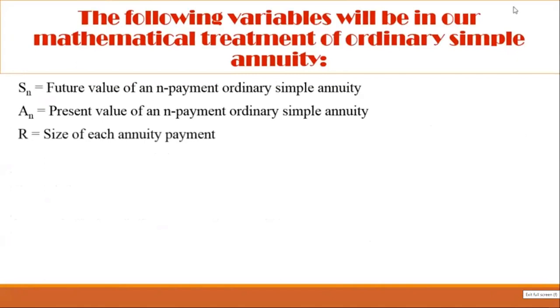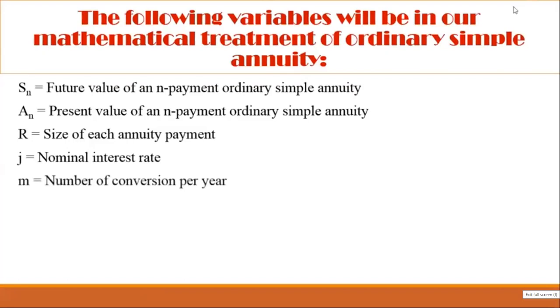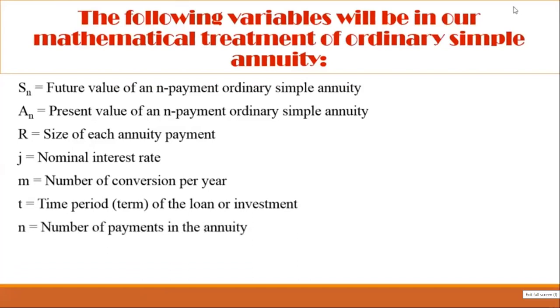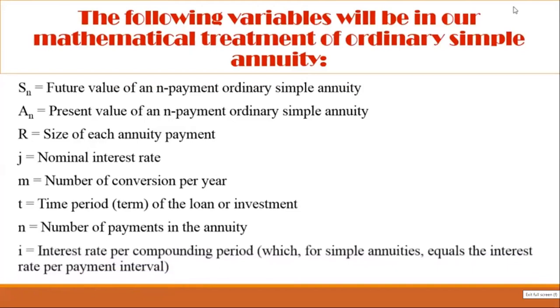R, big letter R, size of each annuity payment. And J, the nominal interest rate. M, number of conversions per year. Time period or term of the loan or investment, number of payments in the annuity, letter N, and then I, interest rate per compounding period. So for simple annuities, it equals the interest rate per payment interval.